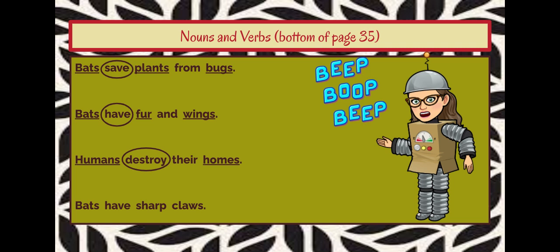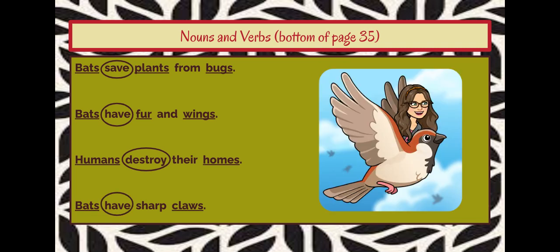The nouns are humans and homes, and we're going to underline those, and we're going to circle destroy since it is our verb. Let's look at the fourth sentence. Bats have sharp claws. What are the nouns in that sentence? What is the verb in that sentence? Bats and claws are our nouns, and we're going to underline those, and we're going to circle have since it is our verb.